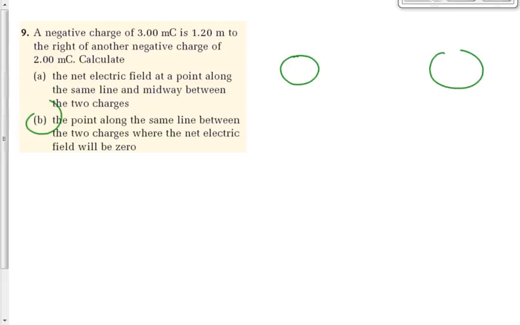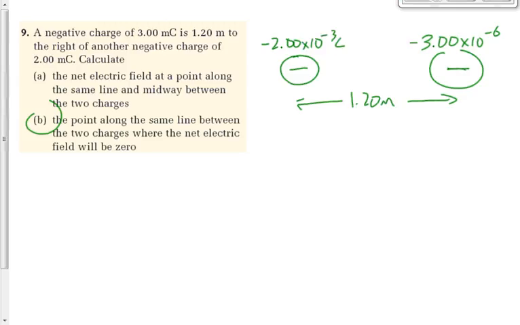This negative charge right here is to the right of the other one, 3.00 times 10 to the minus 6 coulombs, and the distance is 1.20 meters. This charge is negative as well, and it's negative 2.00 times 10 to the minus 3 coulombs. This is 10 to the minus 3, actually, isn't it? Milli, not 10 to the minus 6.